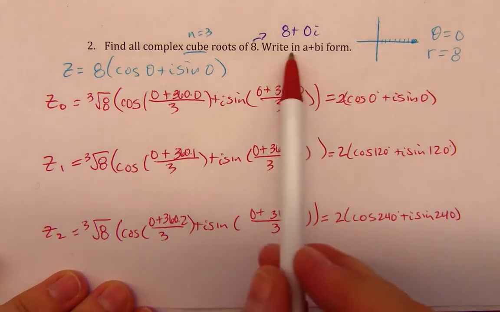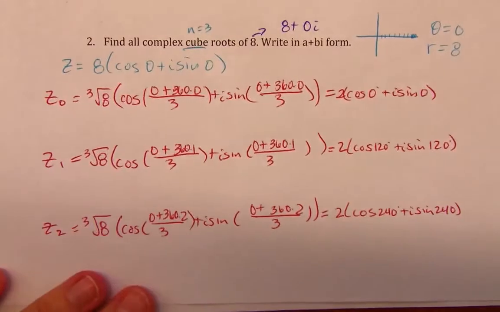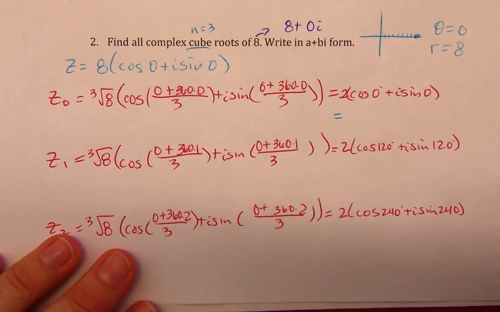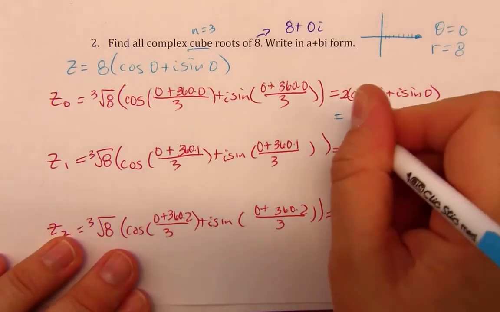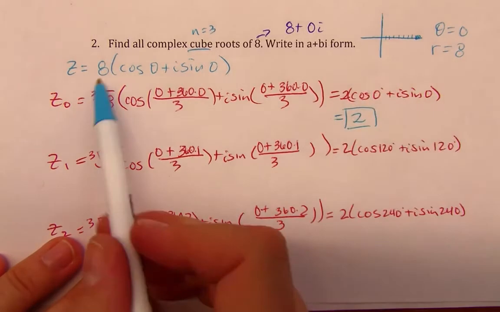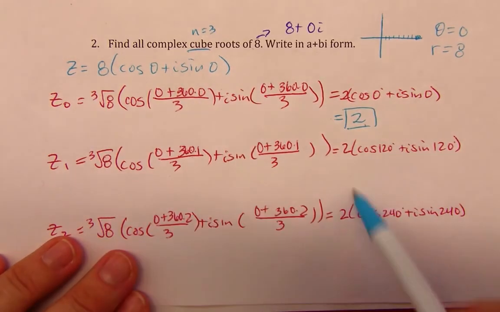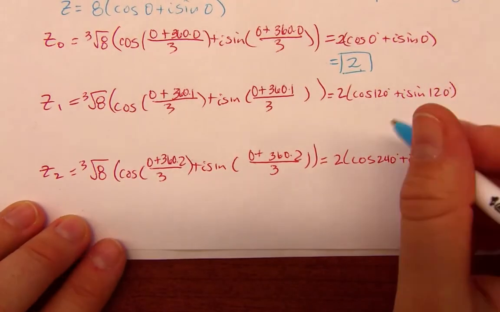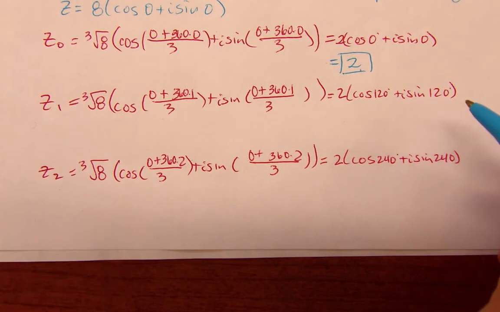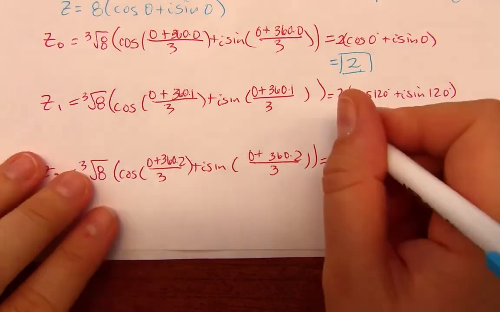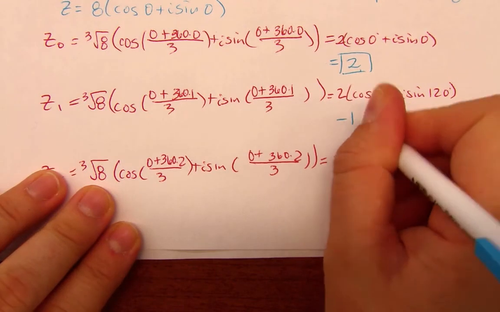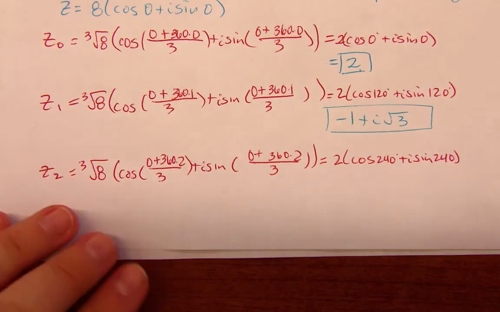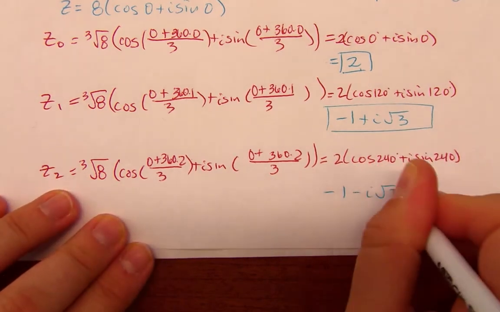And the question is asking us to write it in rectangular form. So I need to simplify these to rectangular form. Cosine of 0 is 1, sine of 0 is 0. So 2 times 1 is 2, which we knew that one. We knew the cube root of 8 is 2, but it actually has 2 other imaginary roots. So we have cosine of 120, and sine of 120 is root 3 over 2. This is negative 1/2. So times 2 would give us negative 1 plus I root 3. And the other root is going to be negative 1 minus I root 3.